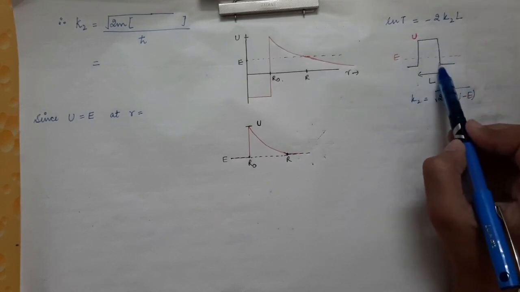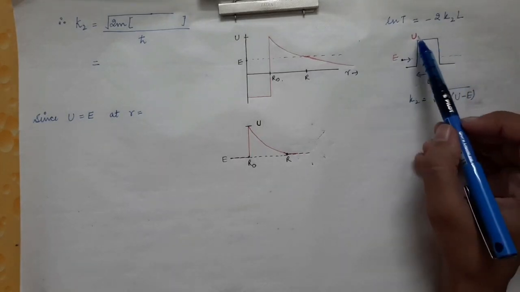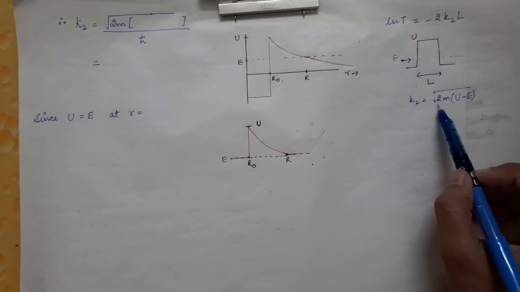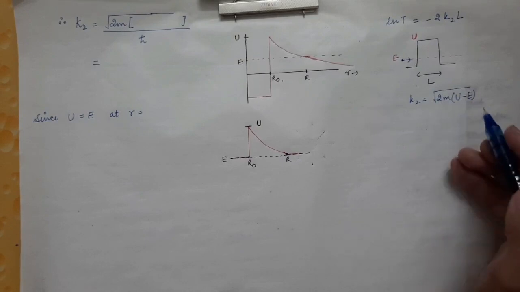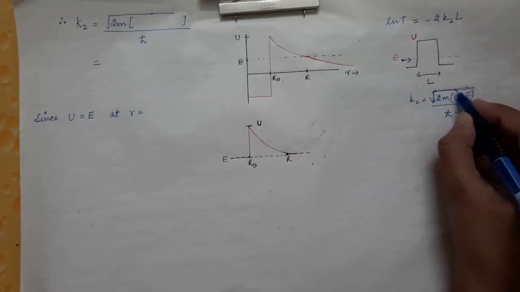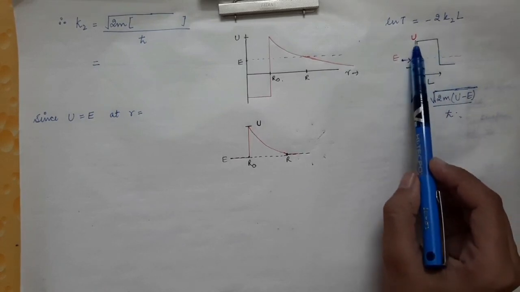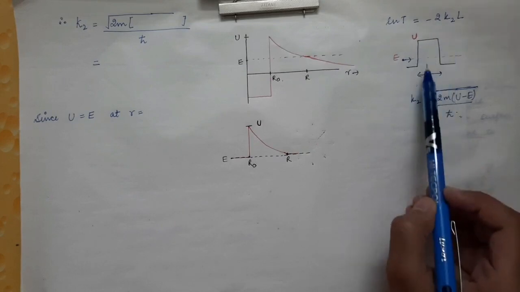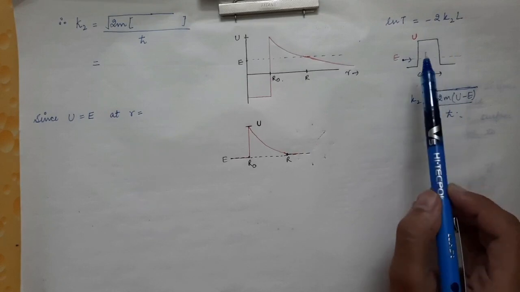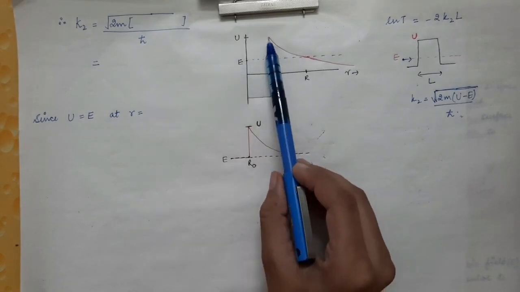So the potential barrier which this particle of energy E has to face is of height U, and U is greater than E. K2 is given by root of 2 into m into U minus E divided by h cut. So this is the formula of K2. In this case, which we do in quantum mechanics, the barrier height is constant for this length L, whereas we were doing the case of alpha particle, which has an energy E and has to cross this barrier.